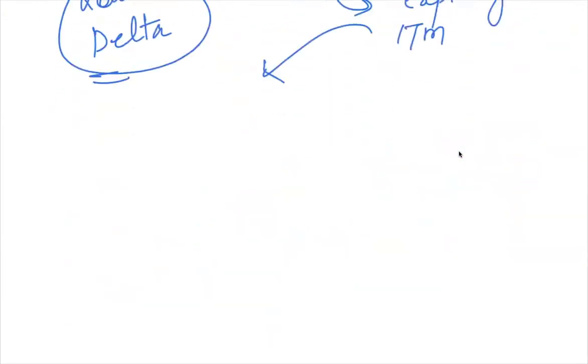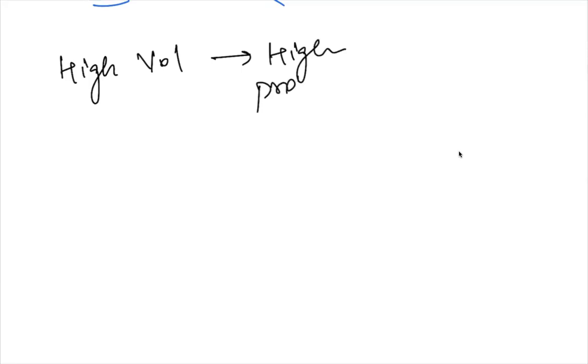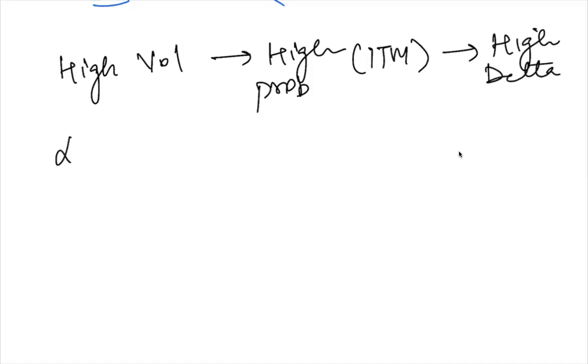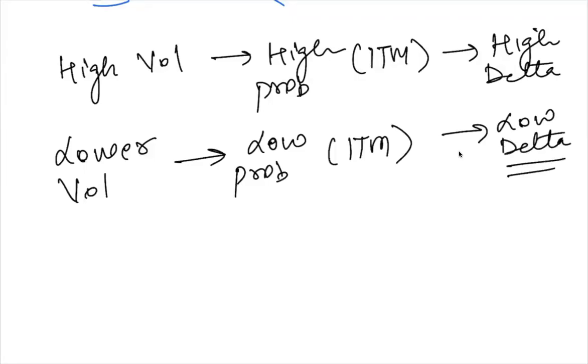So basically, to summarize, high volatility has a high probability to expire in the money, and that's why you see high delta. Similarly, if the volatility of the underlying stock is low, there is a low probability of expiring in the money, and that's why low delta. Is it clear to everyone?